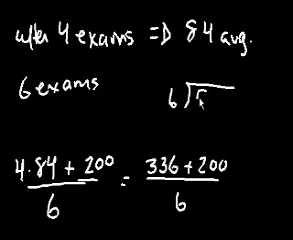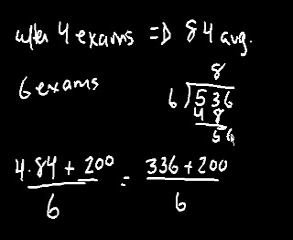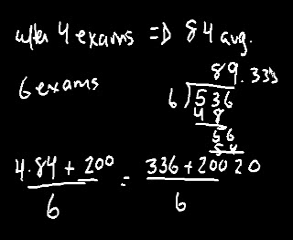6 goes into 536. I don't know if I gave myself enough space. But 6 goes into 53 8 times. 48. Then 56, 6 goes into it 9 times. 9 times 6 is 54. 56 minus 54 is 2, and we'll see it's actually 89.333333. It goes on forever. So 89.3 repeating.